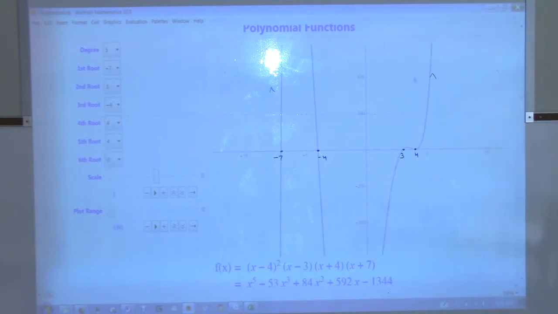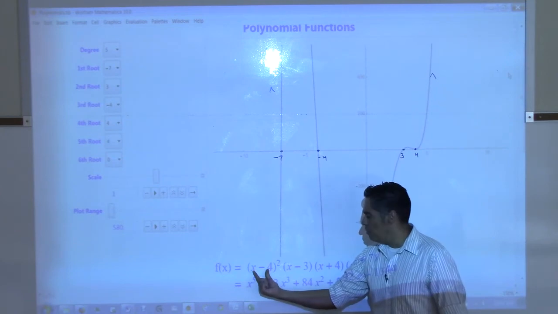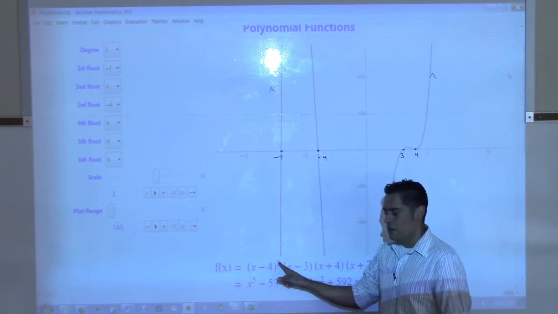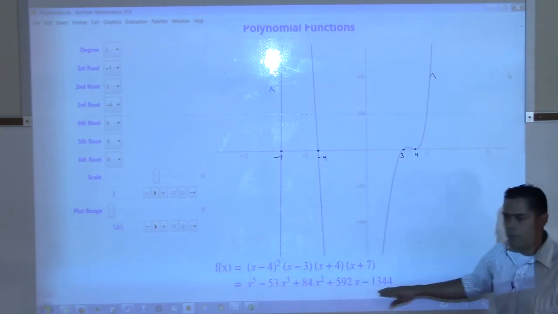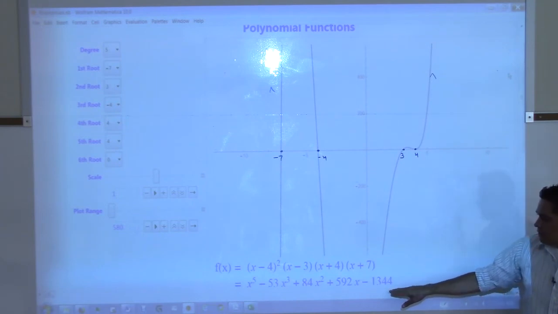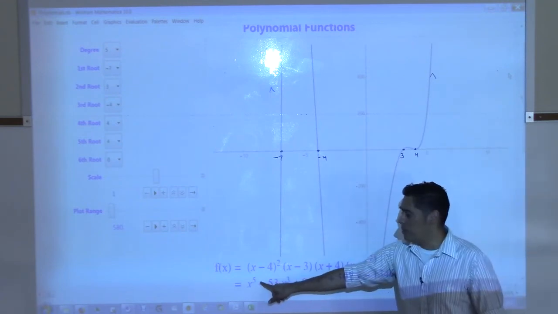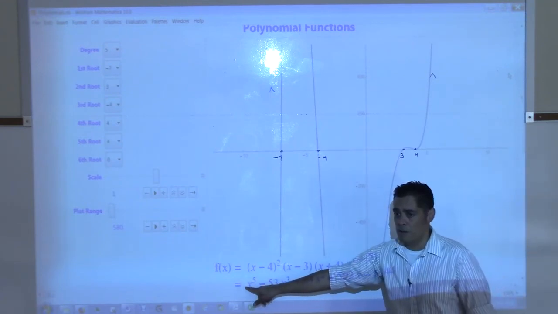Okay. So take a look at that. All I did was change this from an x minus 4 to an x minus 4 squared. How did that impact my polynomial function? What happened to the degree? It got higher. So now I'm a 5th degree polynomial, right? My leading coefficient's still 1.